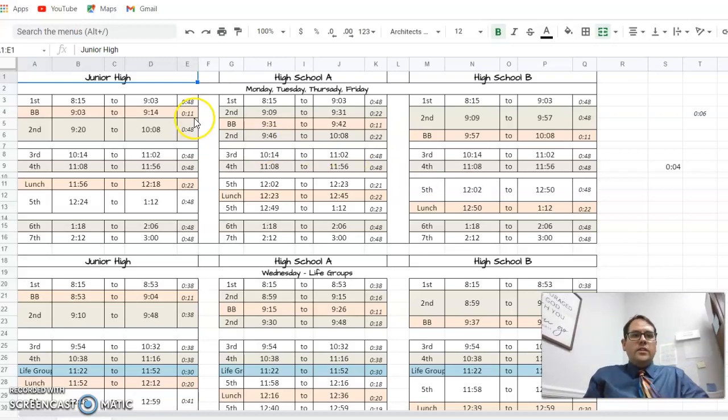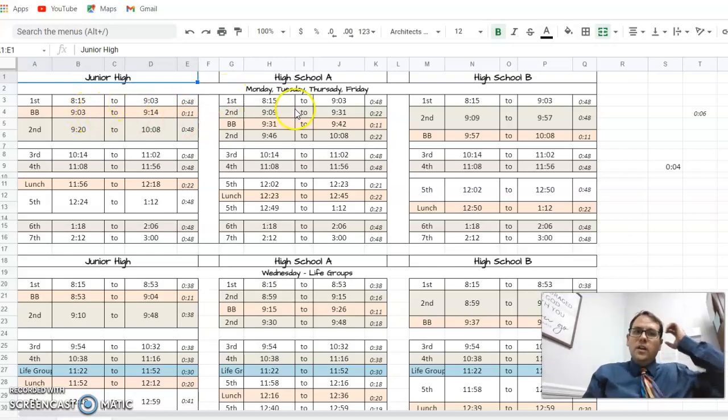So there are three schedules, just like last year. There's junior high, there's high school A, and there's high school B. And the top one is your Monday, Tuesday, Thursday, Friday schedule. Then the bottom three are all Wednesday. So let's focus on the top one for the moment.